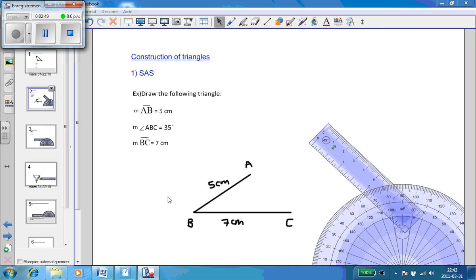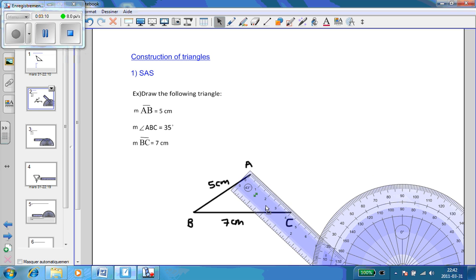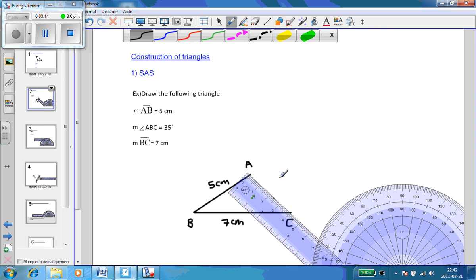Again, identify the letters. This time you need to write letter A and also the measure of the side, excuse me, 5 centimeters. And finally, to complete this triangle, we just need to connect the vertices A and C. And I'm going to draw it, and you can do it at the same time as me. And that's it. We're done for that triangle.